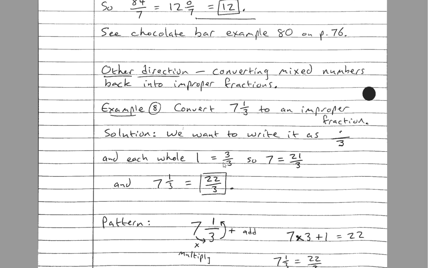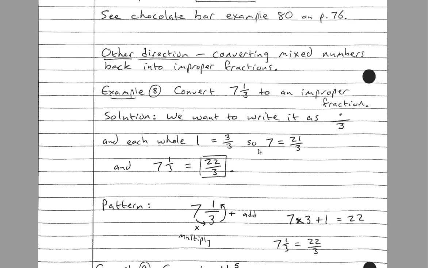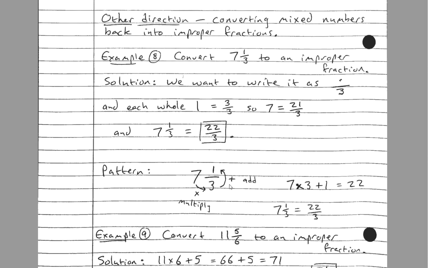Again, we're talking about thirds. So 1 is 3/3. If we have 7 of these, that's how many thirds? That's going to be 21 thirds, plus this third, so 22 thirds. There's a faster way to do that.